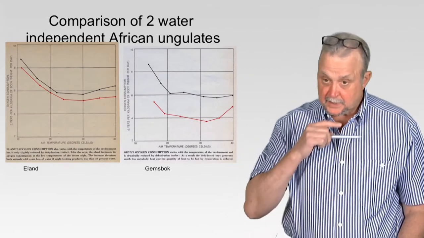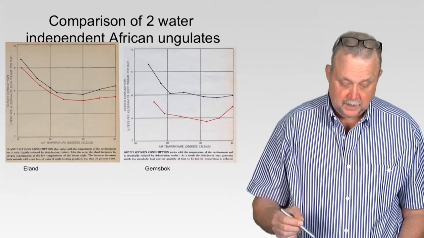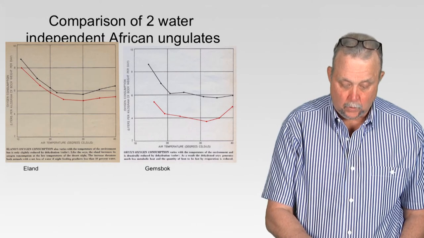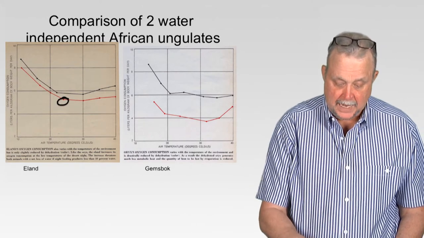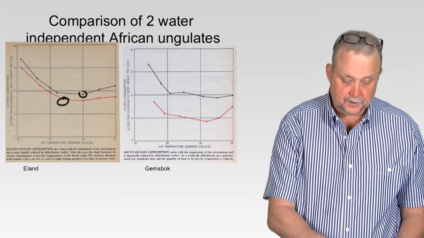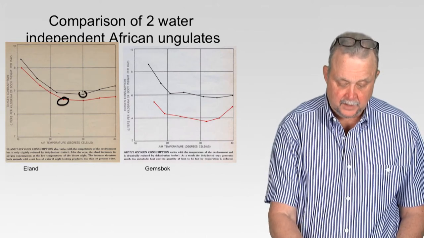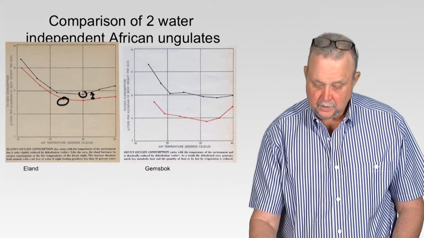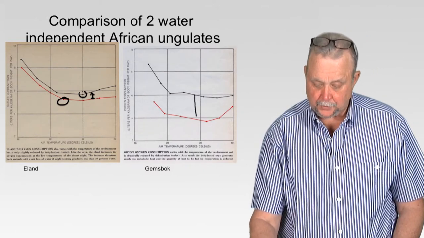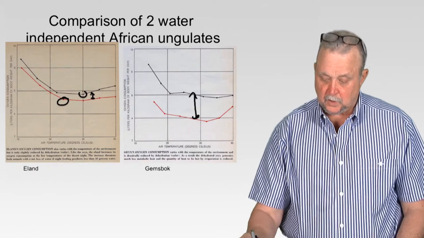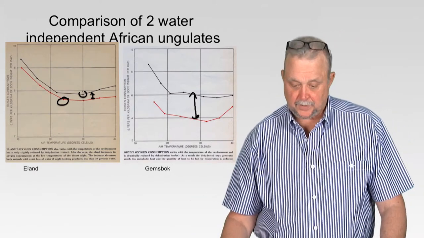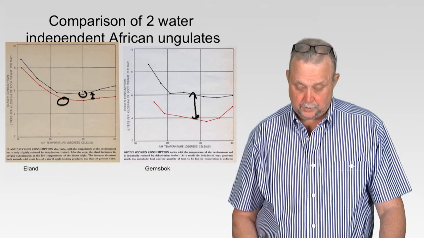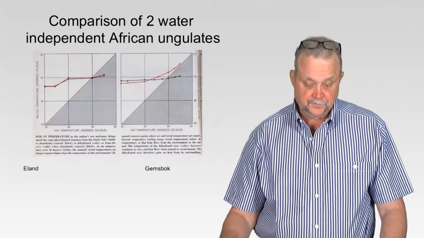Now, they did some extensive studies on these guys, and red is when they are not watered, and black is when they are watered. And this is their metabolic rate. You can see that the eland was able to reduce its metabolic rate a small amount, but the Gemsbok was able to do it quite a bit. Oxygen consumption is the same thing as metabolic rate. So if they do not have water, they really reduce their metabolic rate.